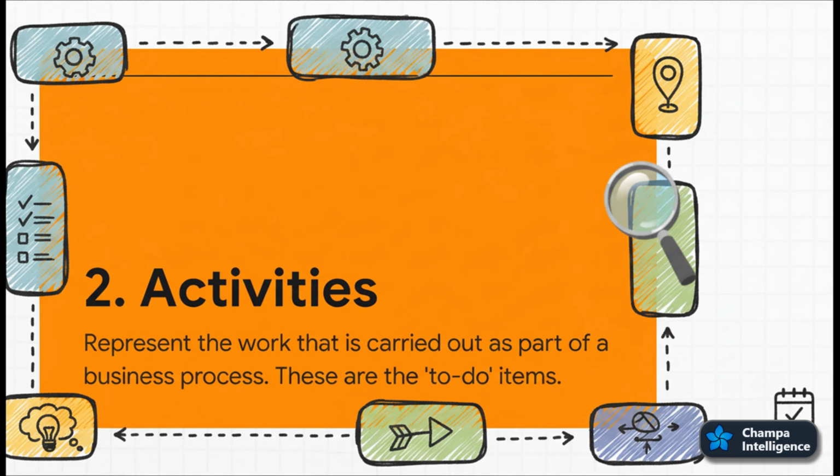All right, next up, activities. These are your rounded rectangles, and they're simple. They represent the actual work that needs to get done. So if an event is the trigger, the activity is the action you take because of that trigger.